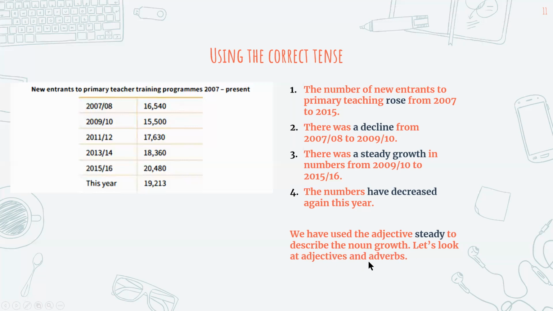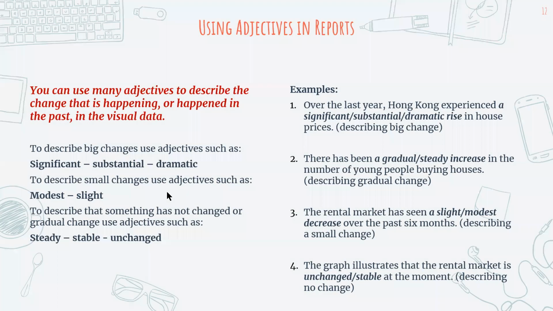Let's look at adjectives and adverbs. Of course, when you describe the key features of the visual data, you need to use verbs, but you will describe the nouns with adjectives and of course the verbs with adverbs. So let's talk about that. Using adjectives in reports. You can use many adjectives to describe the change that's happening or happened in the past, in the visual data, I mean.